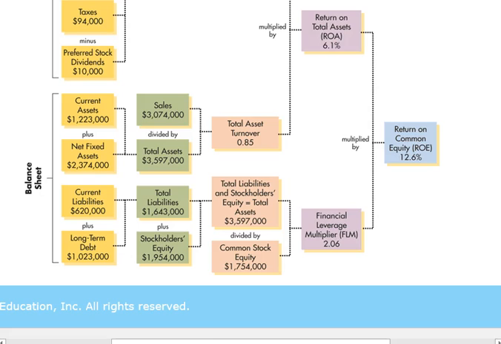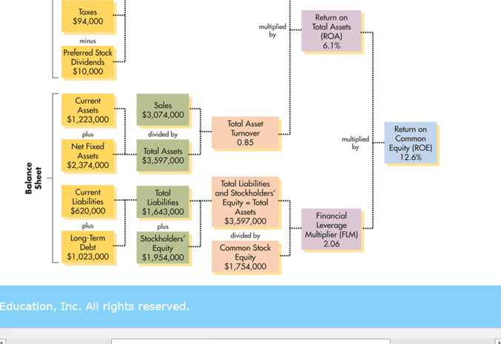And that could be a result of a change in your liability, lowering your liabilities, paying your liabilities off too soon. It could be a change in your common stock equity, the amount of common stock equity you have. So the more equity you have, the lower the financial multiplier.